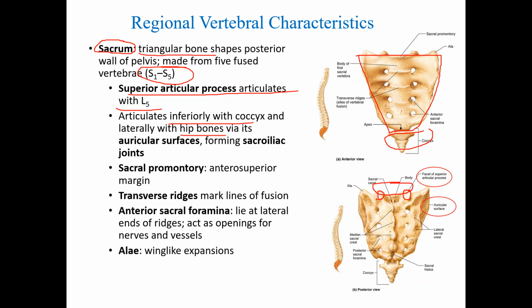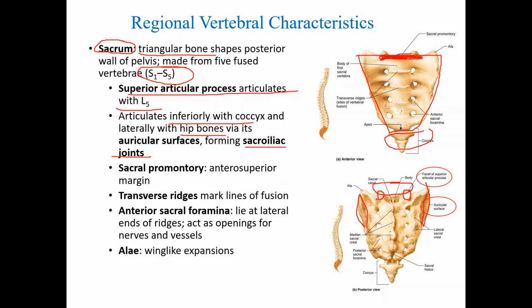And in fact, we have an articular surface on each side. This articular surface is for articulation with the hip bone, forming a so-called sacroiliac joint. Other features that we can recognize, the sacral promontory. Here, this is actually more visible in some individuals than others, okay.